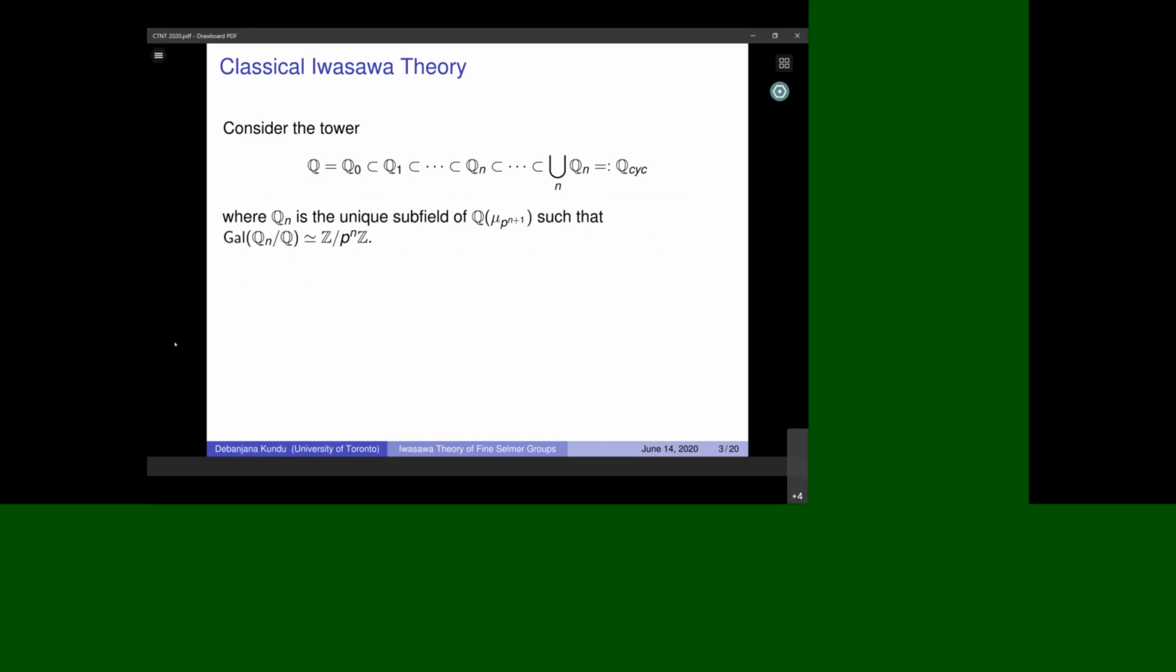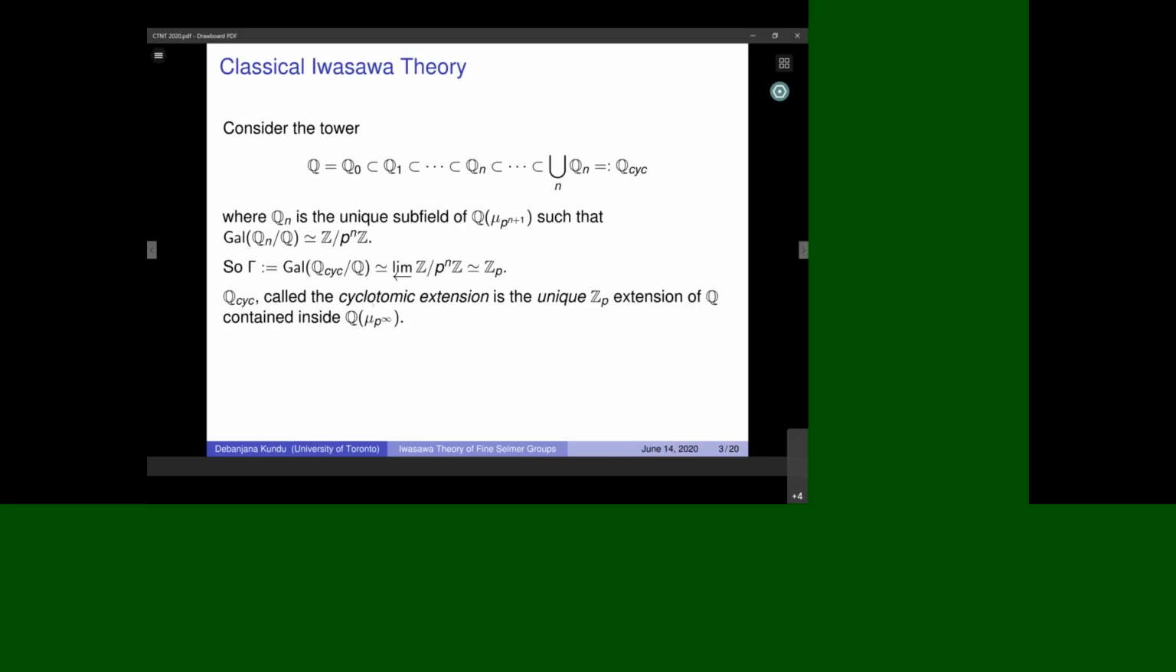So we'll consider the simplest case. We'll start with the rational numbers, and we'll construct a tower, a Z_p tower. What that really means is that every layer, Q_n, is going to be the unique subfield of Q adjoined the p^(n+1)th roots of unity. The Galois group of Q_n over Q is a cyclic group of order p^n. Now when you take the inverse limit, you get Q_cyc over Q. So Q_cyc is the cyclotomic extension, and the Galois group is isomorphic to the p-adic integers.